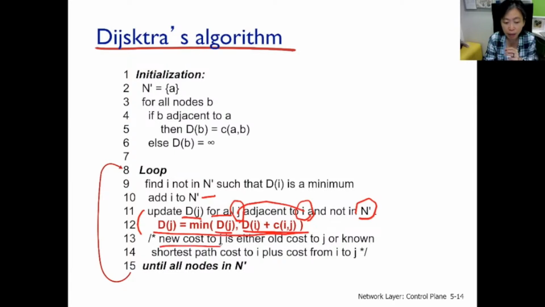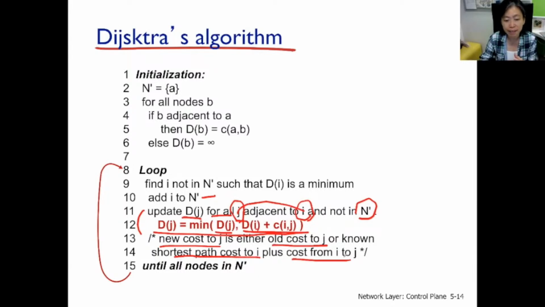The new cost to j is either the old cost to j or the shortest path to I plus the link cost from I to j. So what we're doing there is to update D_j. If there is a shorter path, that's just editing. If there's a shorter path, that overrides the bad path.